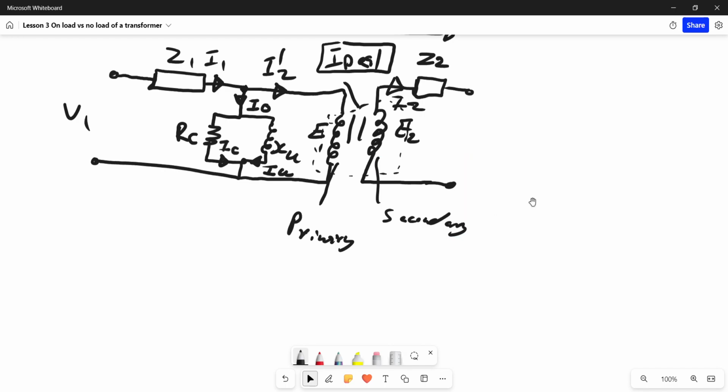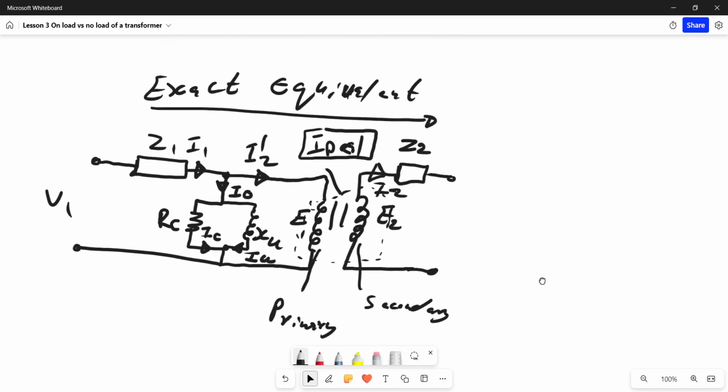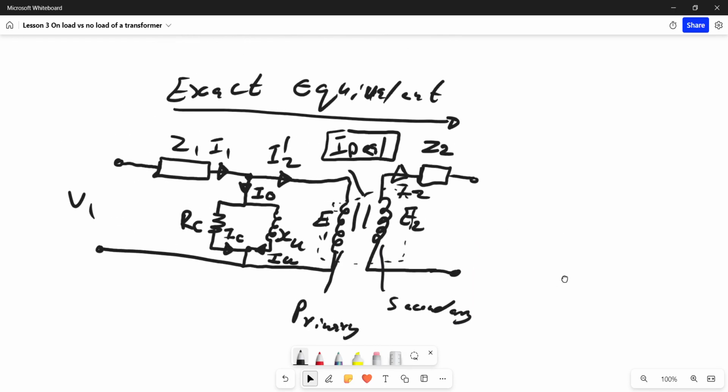So we have this circuit, which is called the equivalent circuit. This is the exact equivalent circuit of a transformer. We say it is exact because the magnetic circuit has been placed after Z1, across this winding.